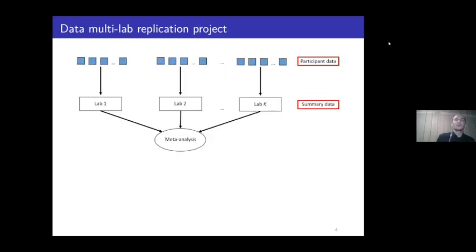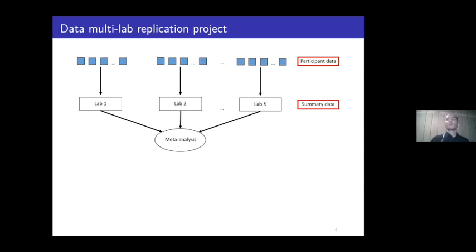So how do these data look, and how are they usually analyzed in these multi-lab replication projects? We have participant data, of course, and we know that these participant data are nested within the labs, because the data is collected within a lab. What is usually done is that, based on this participant data, some summary statistics are computed for each lab, for instance a mean or a mean difference. And these are then meta-analyzed.